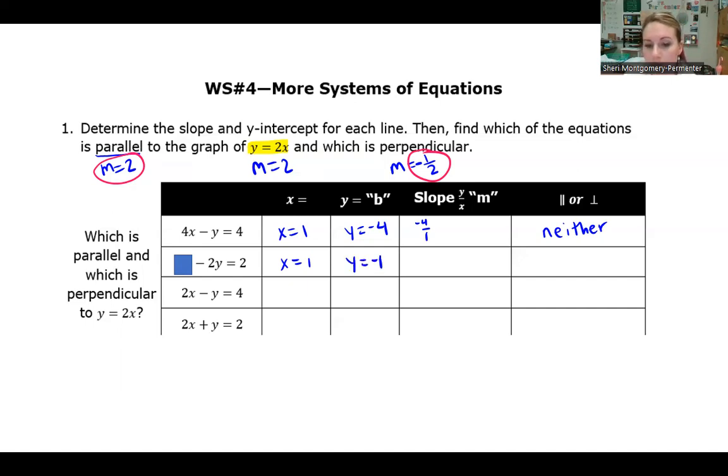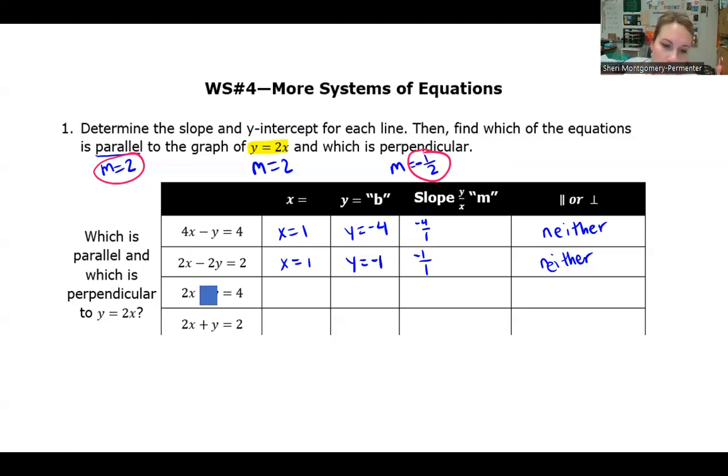My slope, I'm going to do y/x. So I get -1/1. Is that either one of those? Is it parallel or perpendicular? No, it has to equal either 2 or negative 1/2. It's neither one of those. All right. More often than not, it's not going to be those. Those are special cases, but we're checking anyways.